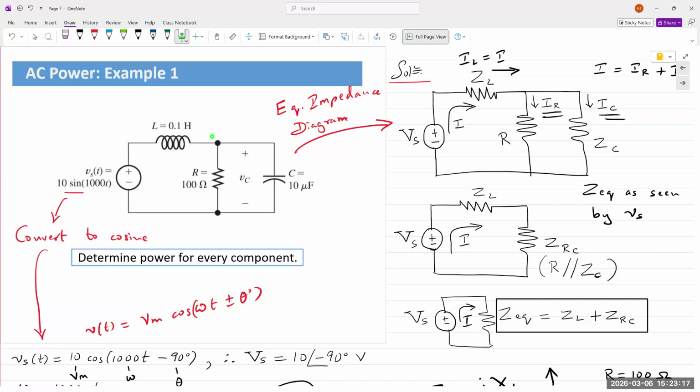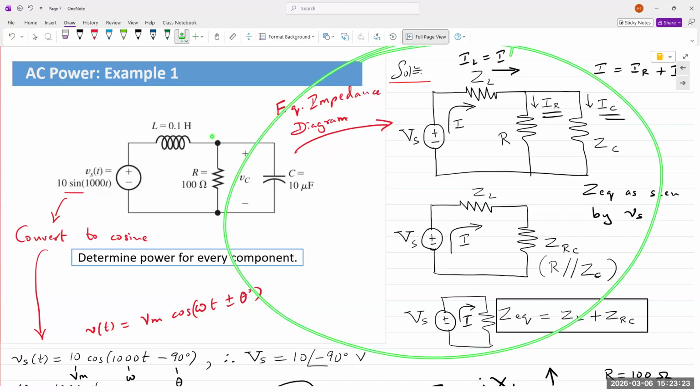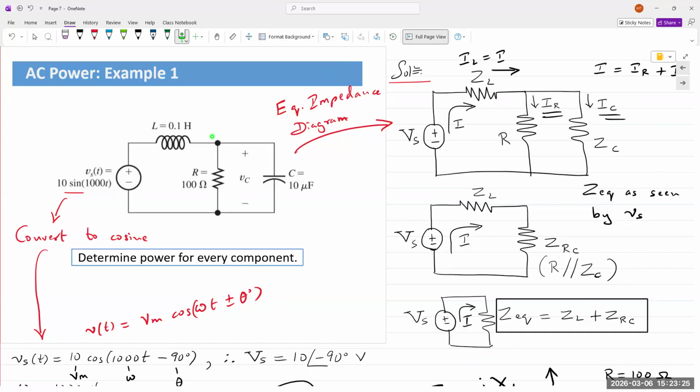The first part of this analysis is determining those voltages and currents. I have done both: I have determined the voltage and I have determined the current. Students don't need to do that. As an engineer, you pick and choose what you want. You can choose to determine only voltage or only current.